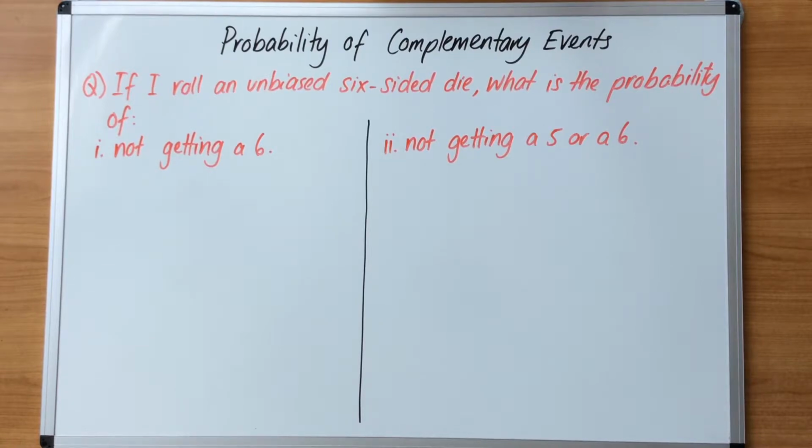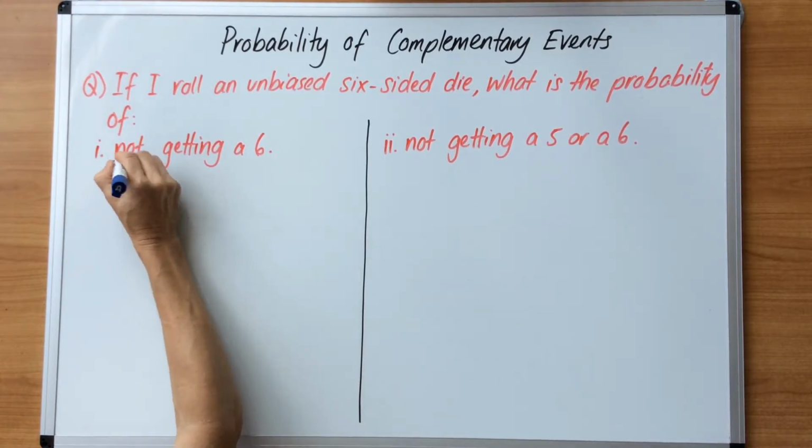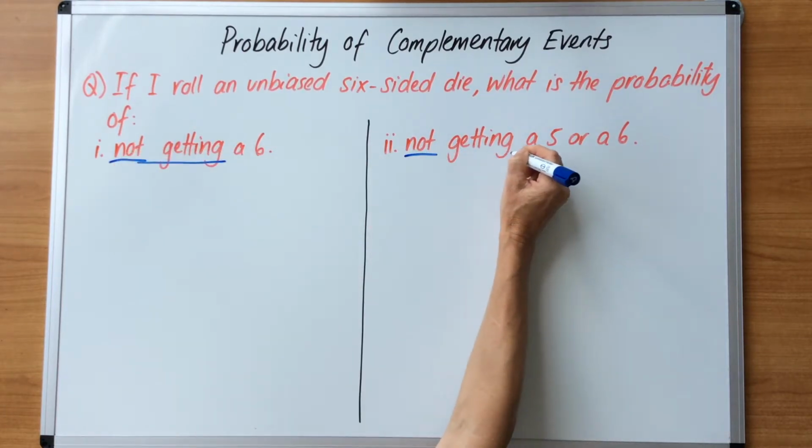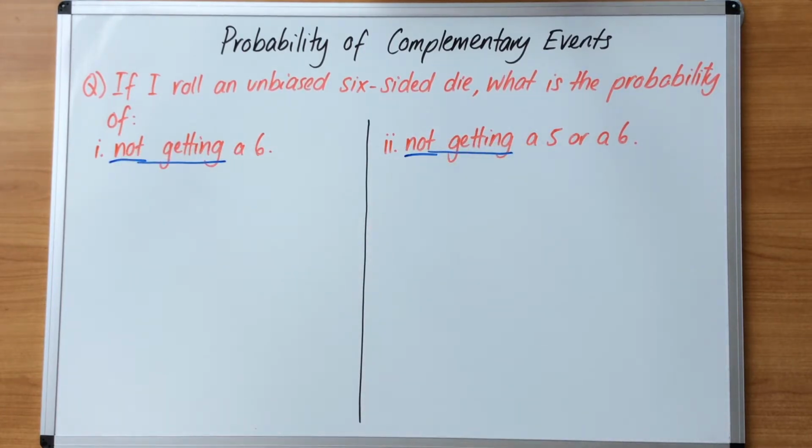Let's now take a look at this question. It says, if I roll an unbiased 6-sided die, what is the probability of 1, not getting a 6, and 2, not getting a 5 or a 6? So it's this key word of not getting, underline both of those for you. Not getting means it's a probability of complementary events. So you have to find what it would be to get it and subtract it.